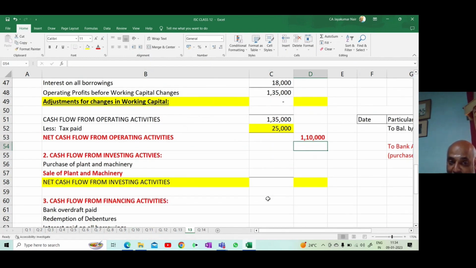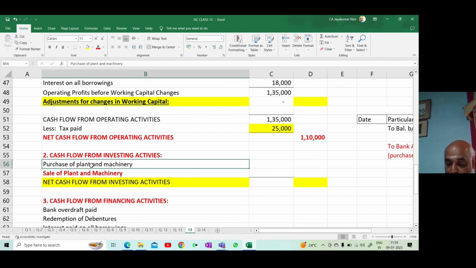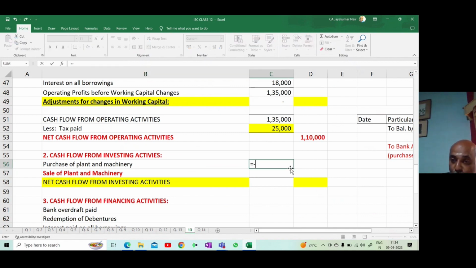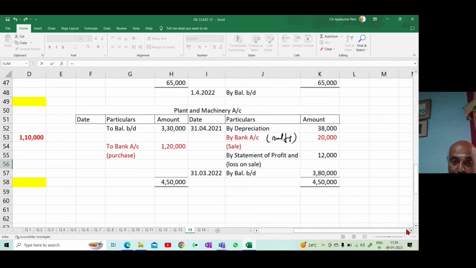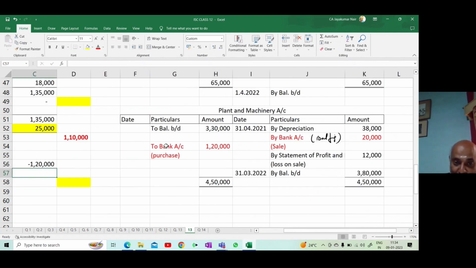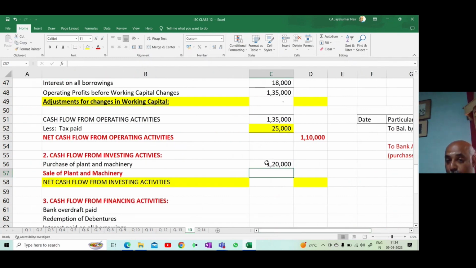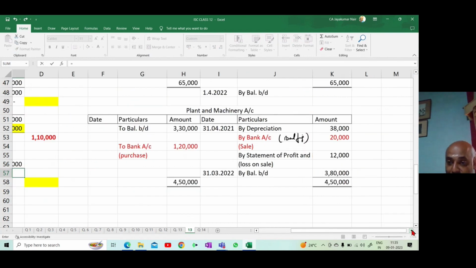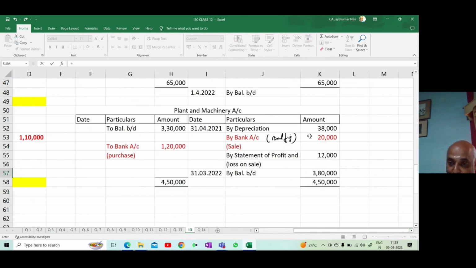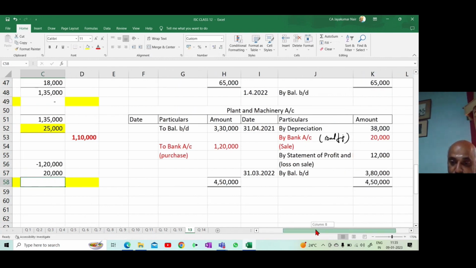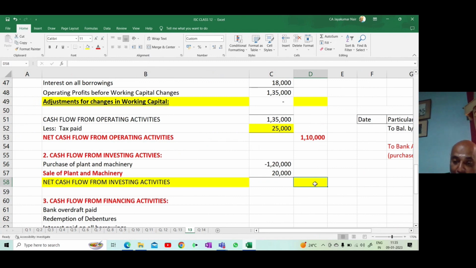So moving on to the investing activity: sale of plant and machinery and purchase of plant and machinery. Purchase of plant and machinery, money is going out. Therefore, you have to take it as minus. So go to your ledger. Purchase is 1,20,000. So negative 1,20,000. You can put 1,20,000 within brackets. Then you have sold plant and machinery. When you sell plant and machinery, money is coming in. Therefore, it is positive. So these two totals, you have to take in the outer column. Please remember, it is the net cash used in investing activity since it is negative.